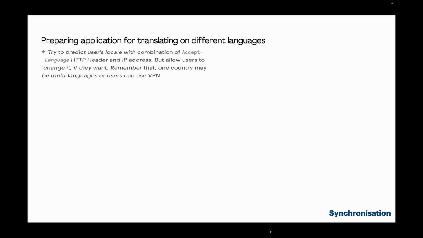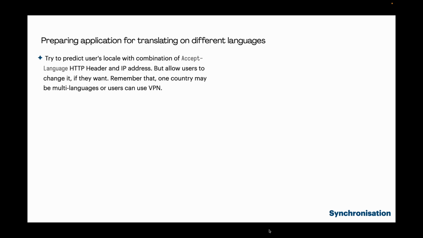Preparing the application for translating into different languages includes things like attempting to predict the user's locale using a combination of the Accept-Language HTTP header and IP address. However, users should also be allowed to change it if they wish. Remember that one country may have multiple languages and users may use VPNs.